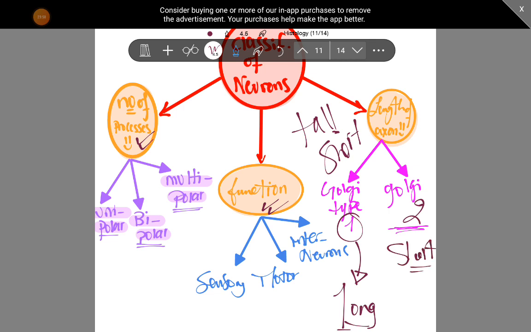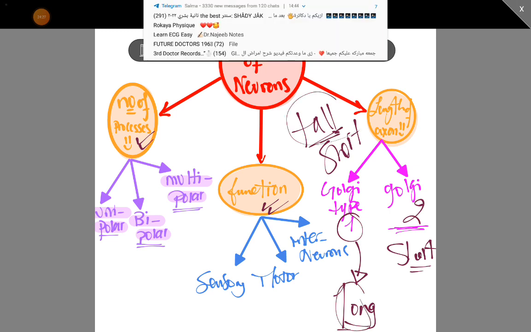So Golgi type 1 neurons have a long axon. This is like the pyramidal cells in the cerebral cortex, the Purkinje cells in the cerebellar cortex, and don't forget the motor neurons of the spinal cord. So again, they're either long or short. Long axon is type 1.